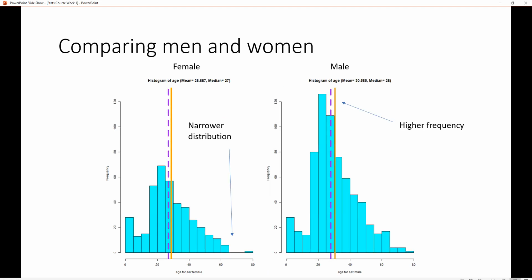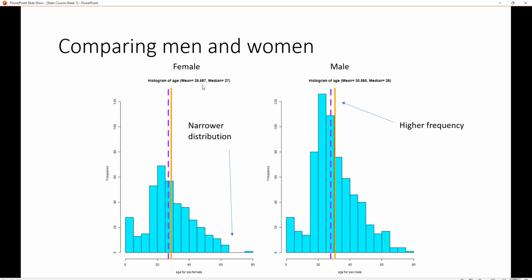So now we're going to compare men and women. On the left, we have female passengers, and on the right, we have male passengers. And we have their distributions on their age. We have the vertical lines that represent the mean and the median. We have them for both distributions. And just like the main distribution, we have the mean, which is the orange line, slightly to the right of the median, which is the dashed purple line.